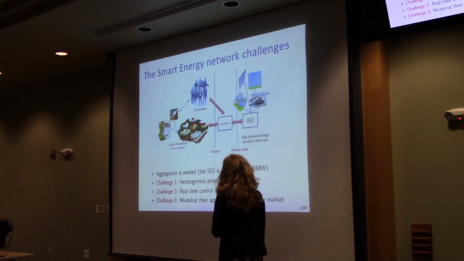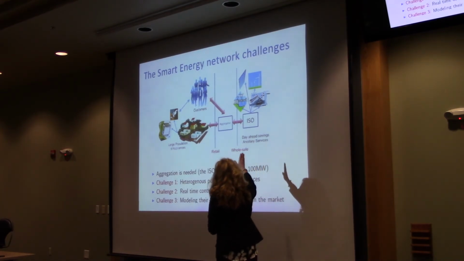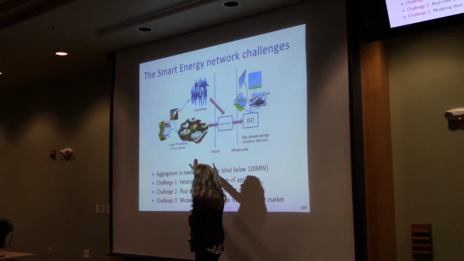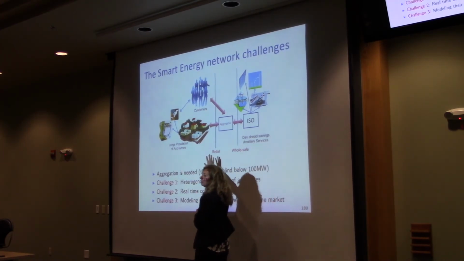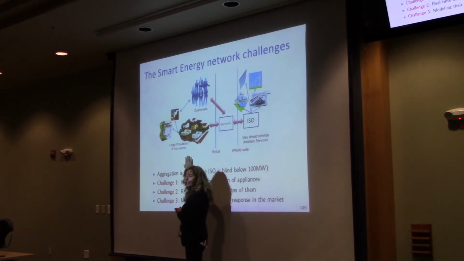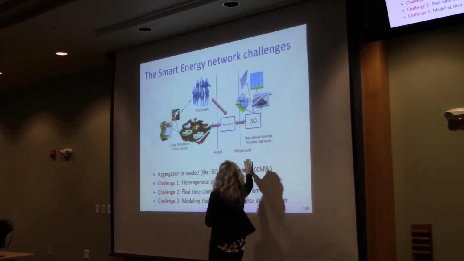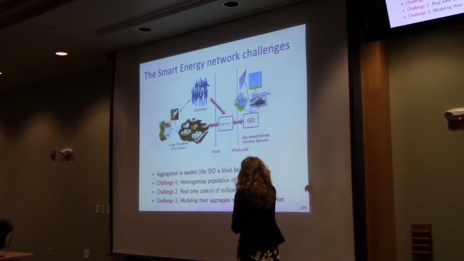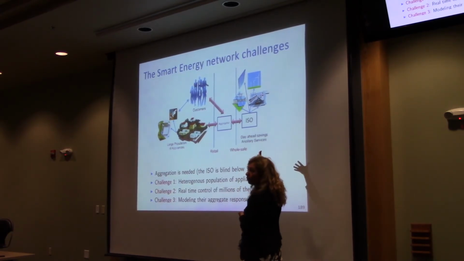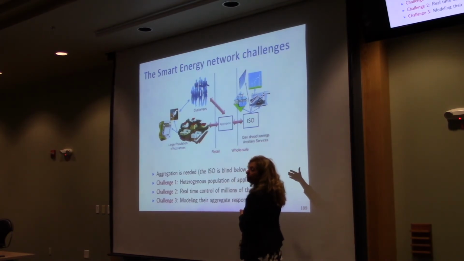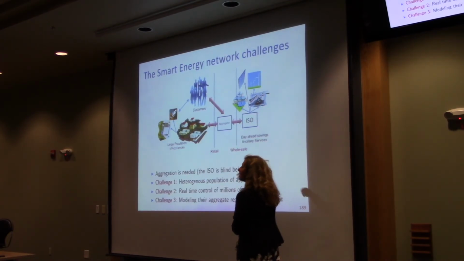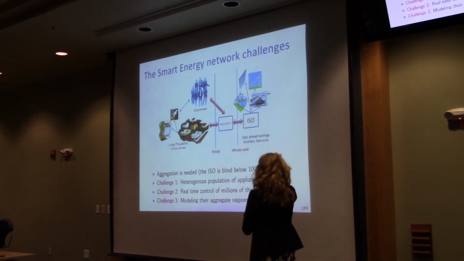You know, we have to find some way of shielding the ISO from micromanaging your house, right? So at this level, we cannot make microscopic decisions. We have to have a level of abstraction that allows the ISO to see some kind of resource that is available. It doesn't necessarily have to be a negative generator, but it has to be some kind of resource.